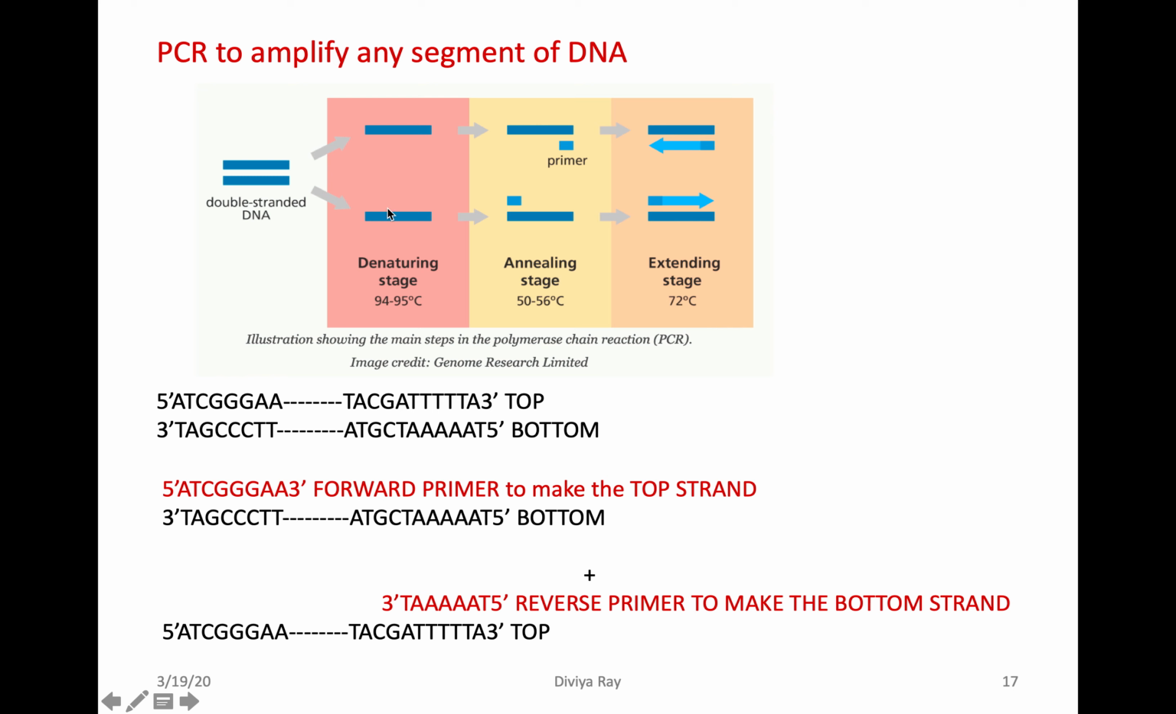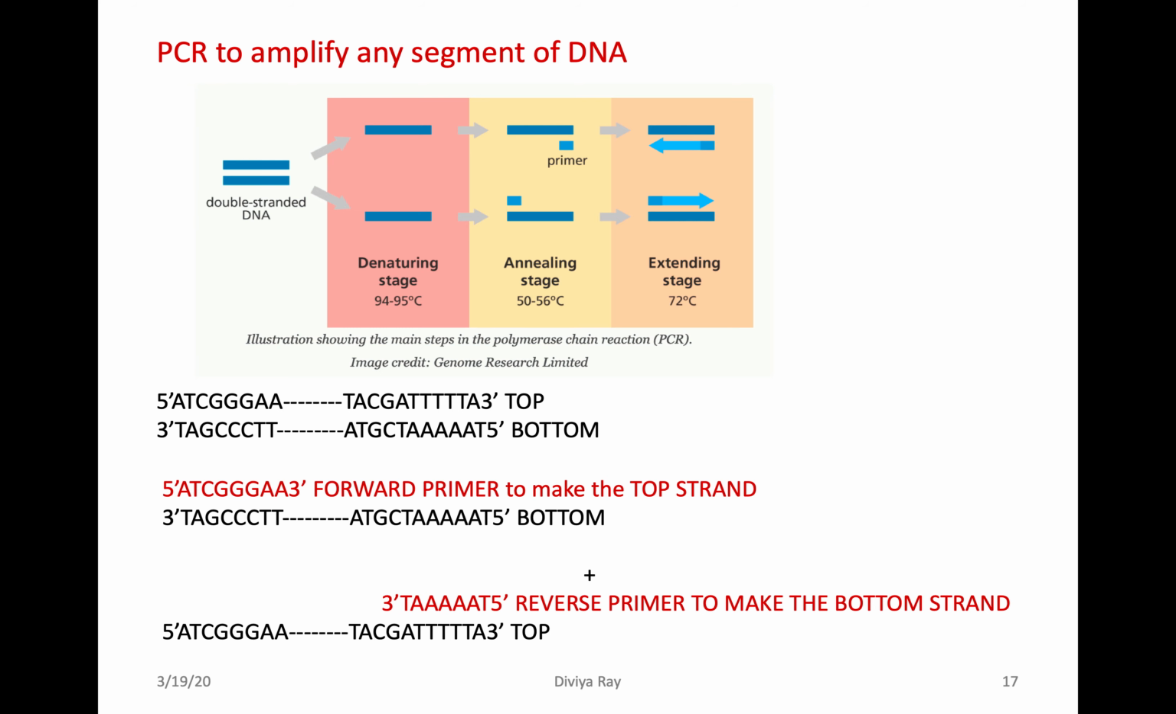You go back and you repeat the cycle. So at the end of the second cycle, you'll get 4 DNA molecules. Third cycle, you'll get 8 DNA molecules, and the process can be repeated. So if you repeat the cycle n number of times, at the end of n cycles, you will get 2 to the power n number of DNA molecules. So this is a very good technique to amplify the DNA.